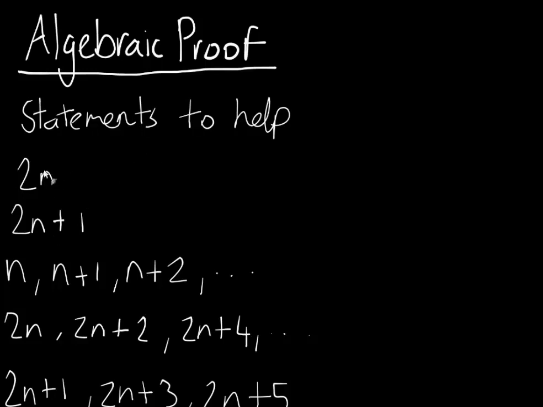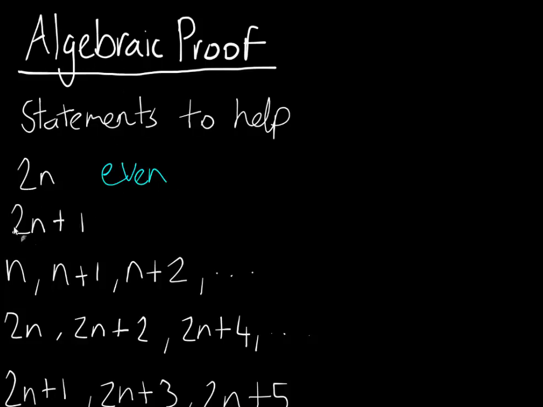The first one is, if I think about n just being any number, then what must two lots of that number be? If you think of some examples for n, if n was 1, then it would be 2. If n was 4, then it would be 8. Whatever you put in for n, this will always end up being an even number. So 2n we can use to represent any even number.